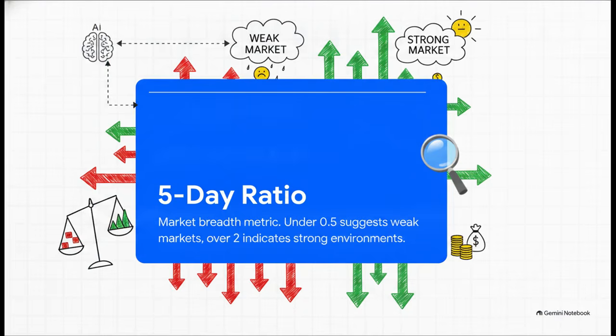Speaking of situational awareness, the AI and the platform are constantly tracking this using a 5-day ratio based on broader market breadth. Basically, it calculates how many stocks are up versus down on any given day. If the ratio drops under 0.5, it flags a weak market where you should probably be playing defense. But if it's over 2, that indicates a strong environment where you can actually afford to trade aggressively.